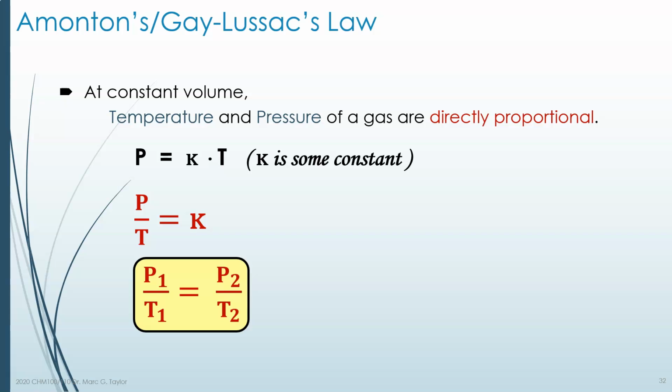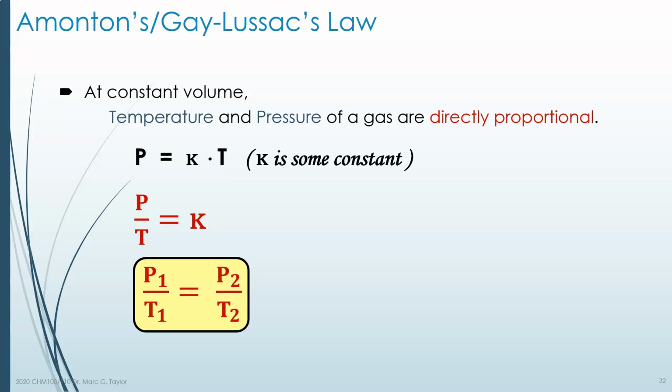So this equation basically says that the initial pressure divided by the initial temperature, and remember, temperature is always in Kelvin degrees when you're doing gas laws. It will not work with Celsius, certainly not with Fahrenheit. So the pressure initial over the temperature initial will equal the pressure final over the temperature final.